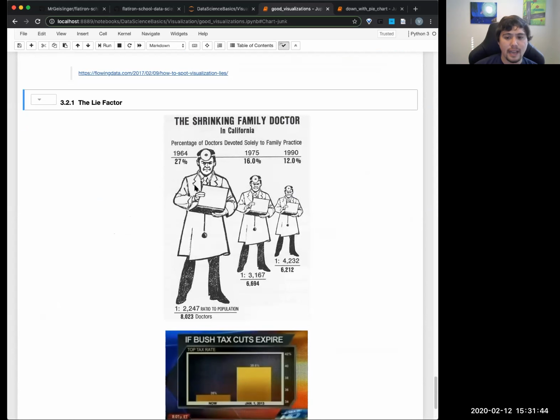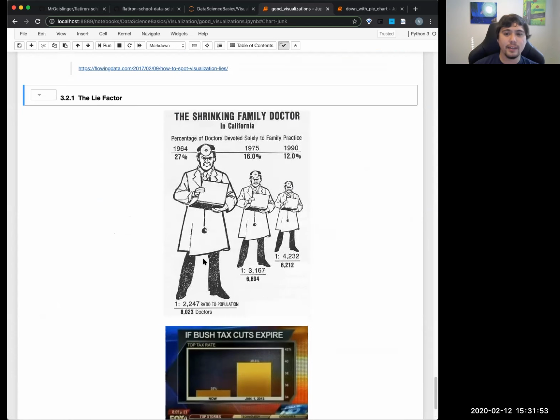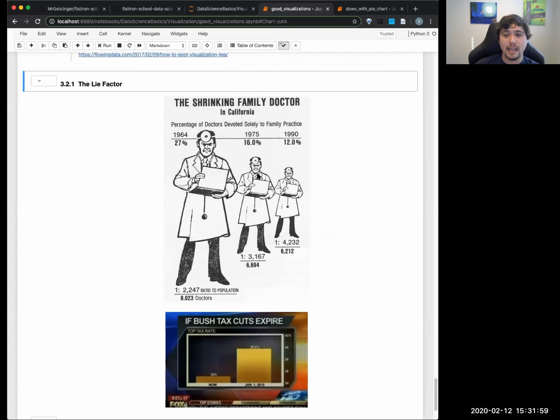You can see here they have a lot going on, but the main thing to convey is from 27% to 16% to 12%. Again, we're using visualization to represent numbers. But what is representing the doctor size? Clearly we start off with 27% and then go down to 16%. But is this the tallness of the doctor, or the size of the doctor? Because the area is going to be different than just literally how tall they are.